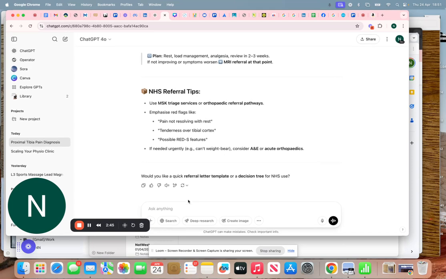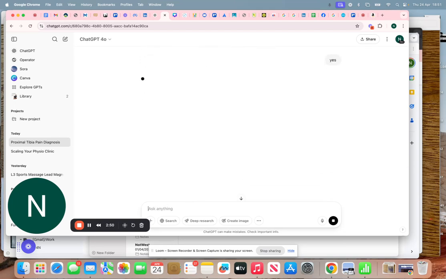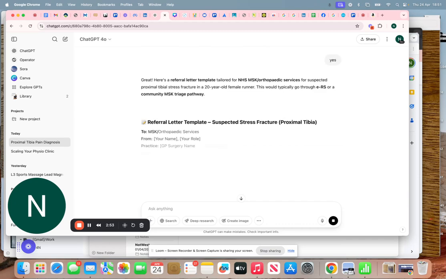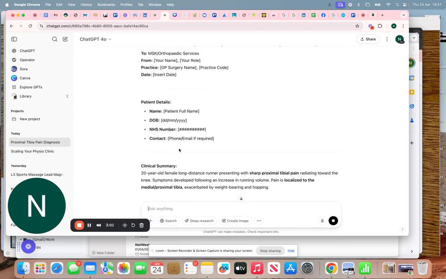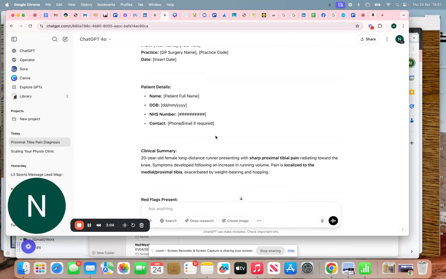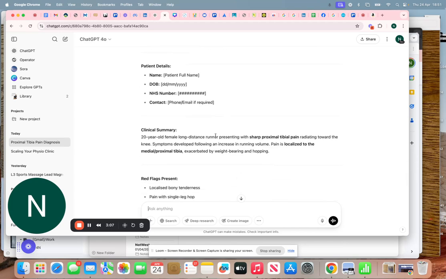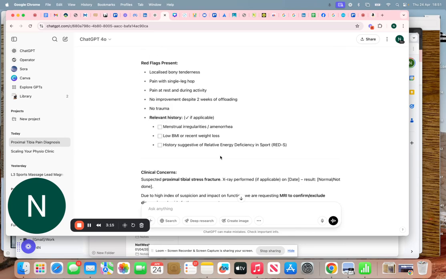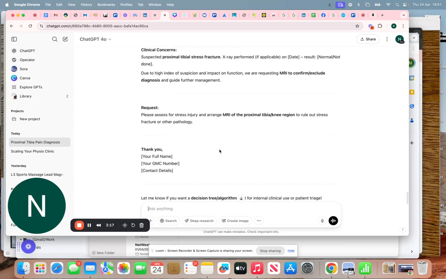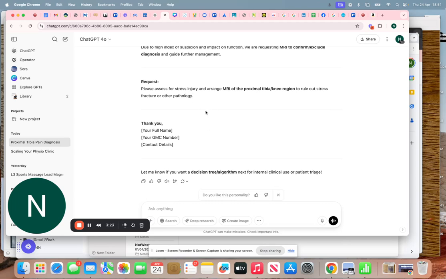So it says, would you like a quick referral letter template or decision tree for the NHS use? So I'm just going to say yes, just see what it puts back to me. Here's a referral letter. So for somebody like myself who really struggles to write down the right template for something as straightforward as a letter, someone who might find it difficult to organise, you could put in your clinical notes and ask it to create a letter. Of course, you need to change it.